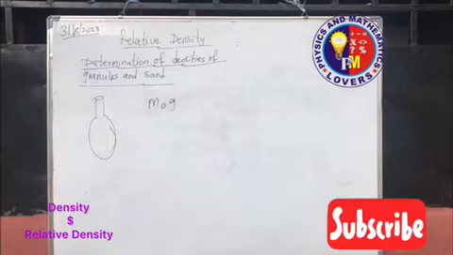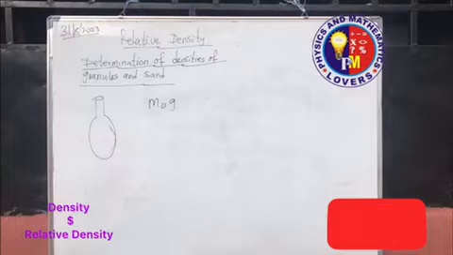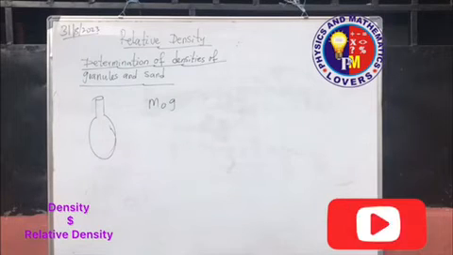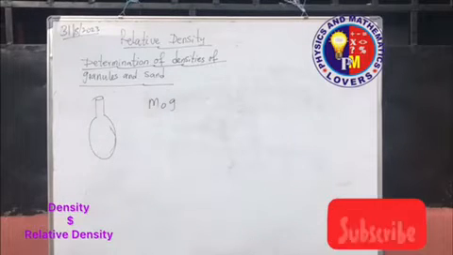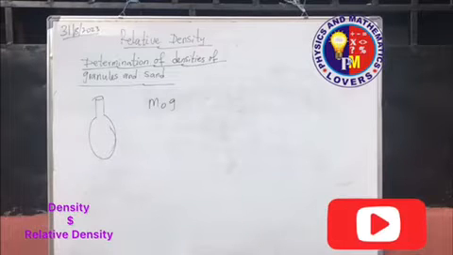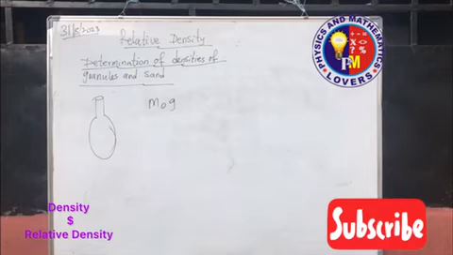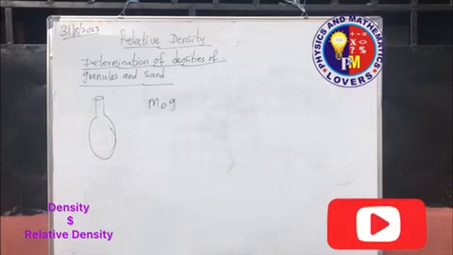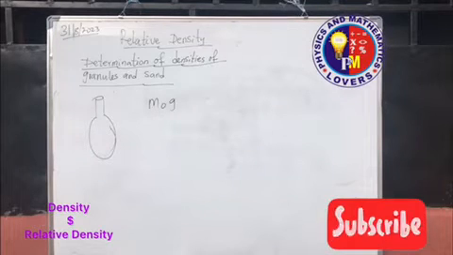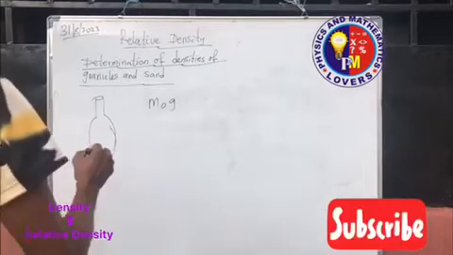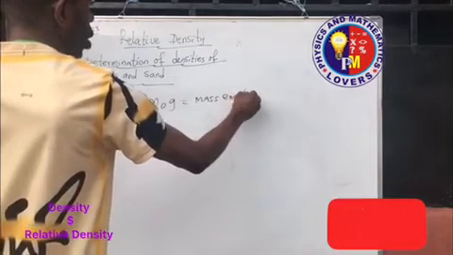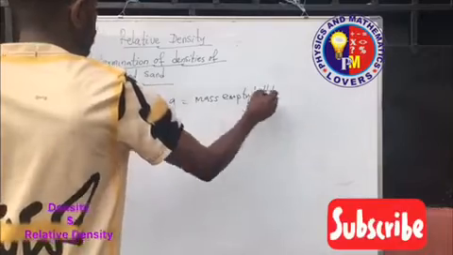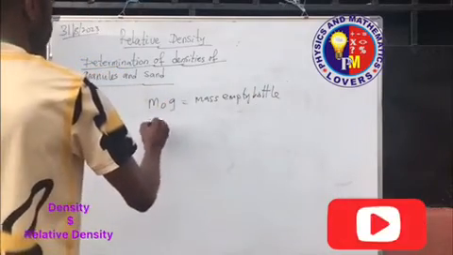The next thing you have to do now, you put some granules, or the solid you want to use to determine the density, inside the bottle. You weigh both the density bottle, the mass of the empty bottle plus the mass of the stone. This is the mass of the empty bottle. Now when you put the stone inside, you have M1.